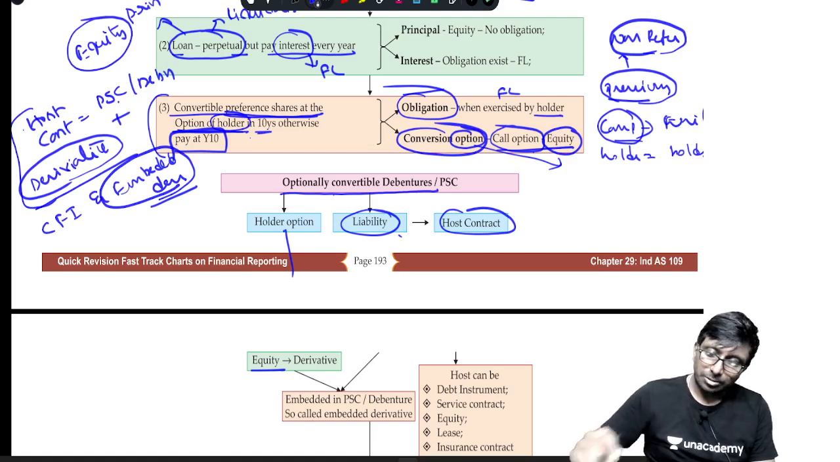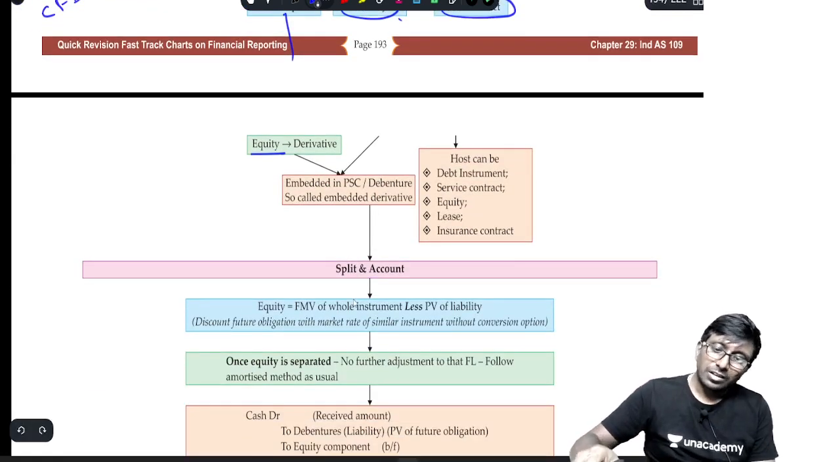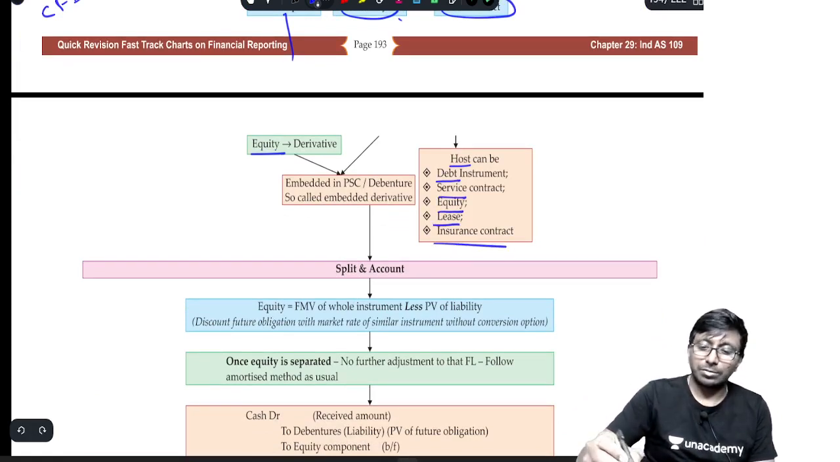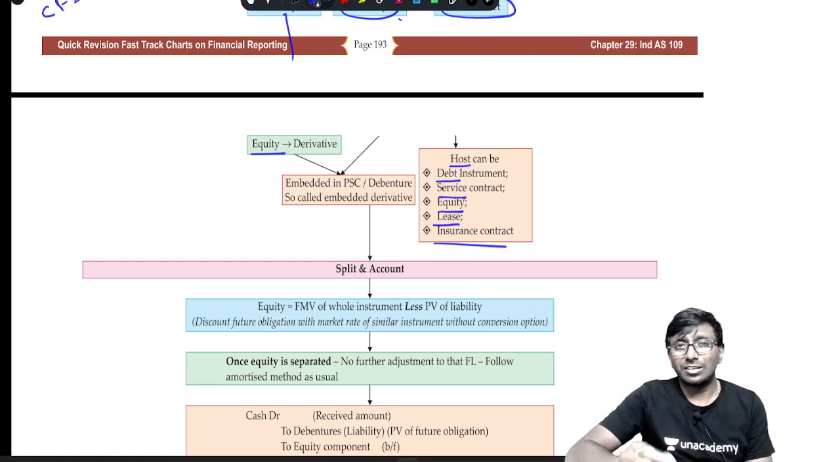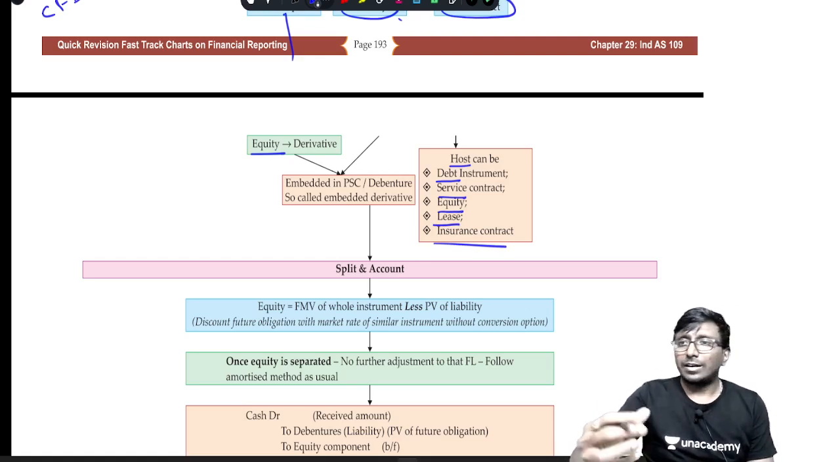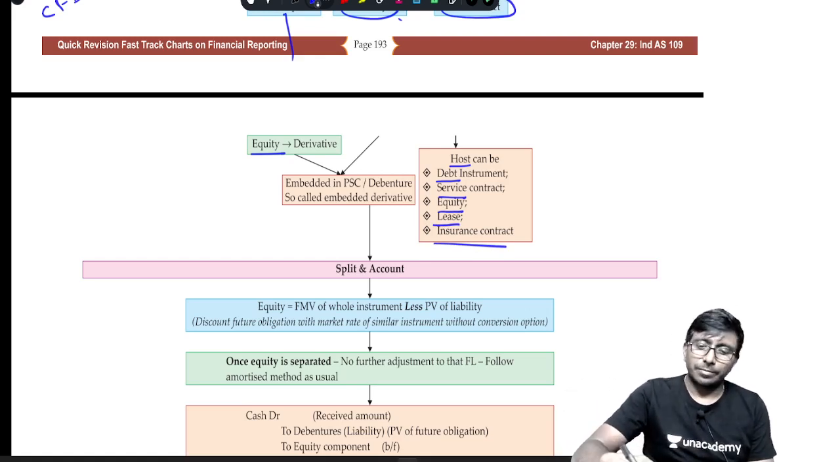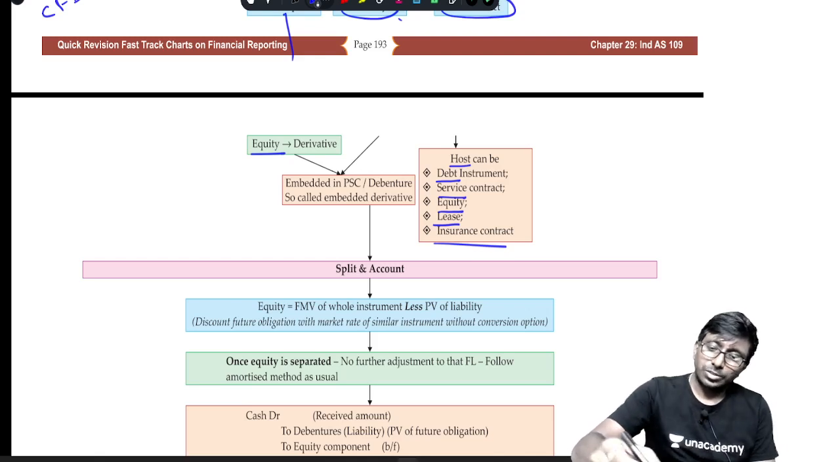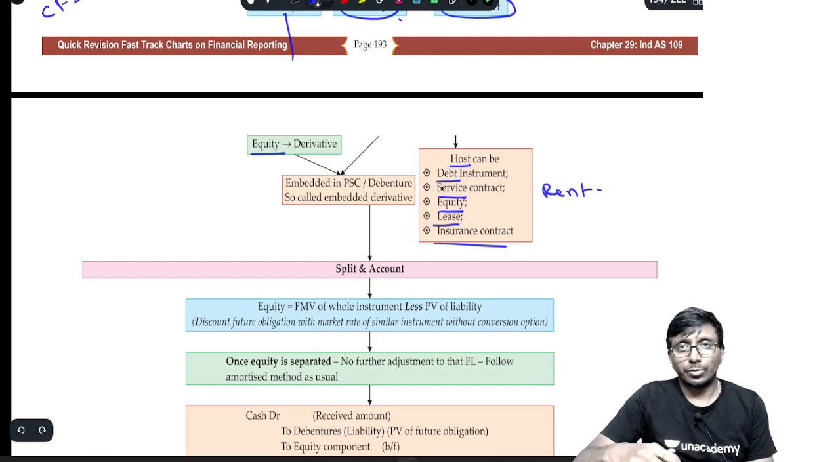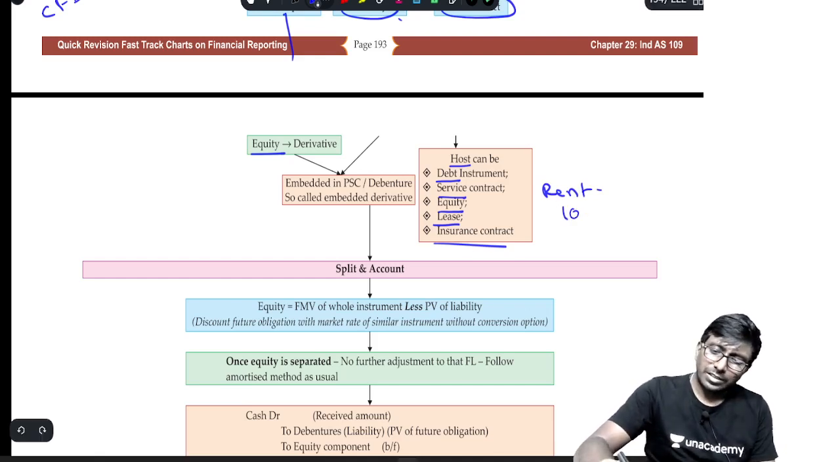And what have we given? Just an example: the host contract can be a debt instrument, service contract, equity, lease, or insurance contract; it can be anything actually. I can enter into a contract. I will say, Mr. X, you have to pay me rent. Okay sir, I will pay rent. How much should I pay, sir? I will say, 10,000 rupees per month you should pay me.